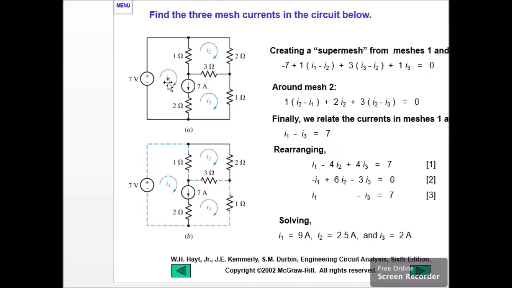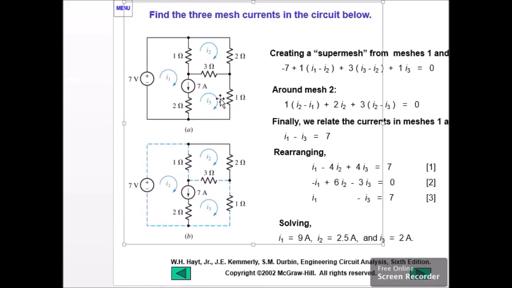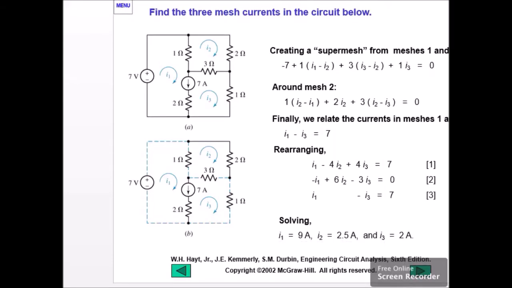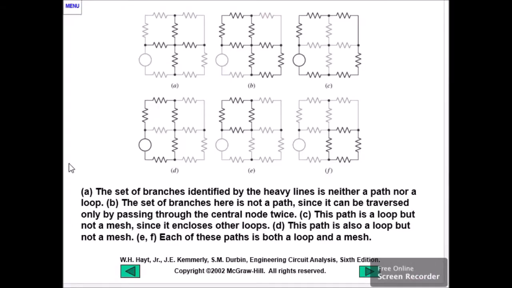Ito, mesh to, di ba? O, isang mesh current. Mesh din to. Isang mesh current. Mesh din to, edi isang mesh current. Ganon. Okay? Okay, let's go back. Okay, meron pa palang dito. Example ng ating identifying whether mesh ba siya or not.